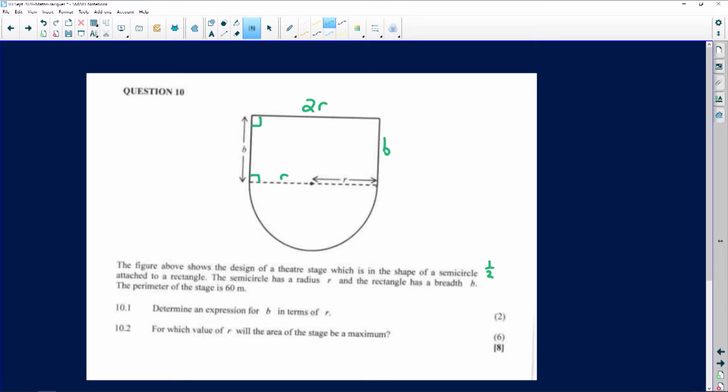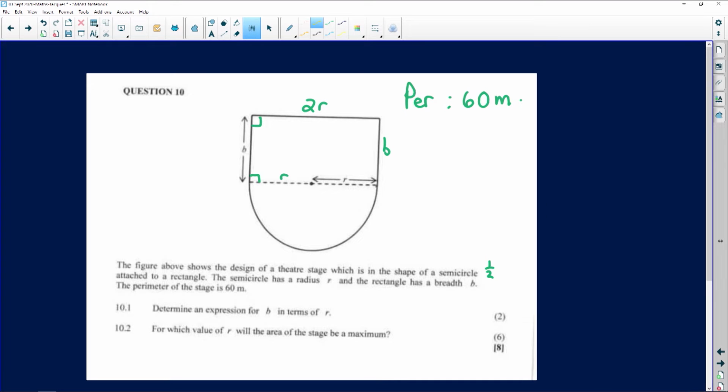The semicircle has a radius of R, they've given it to us, and the rectangle has a breadth of B. The perimeter of the stage is 60 meters. Now folks, the perimeter is if you walk across the walls or the edges of this stage. So that line in the middle of the stage is not part of the perimeter.